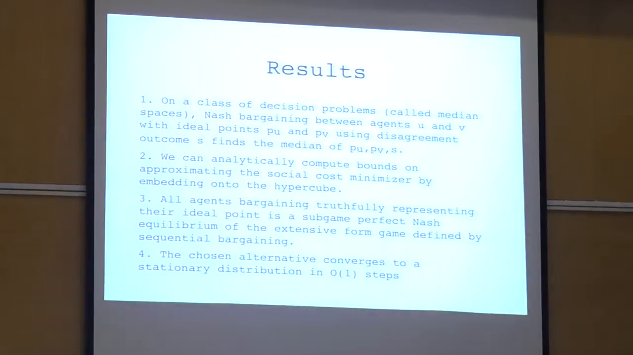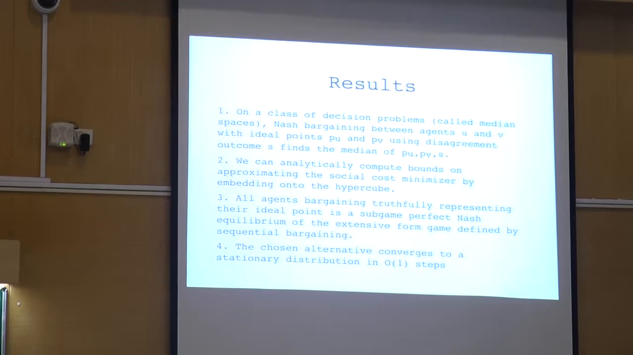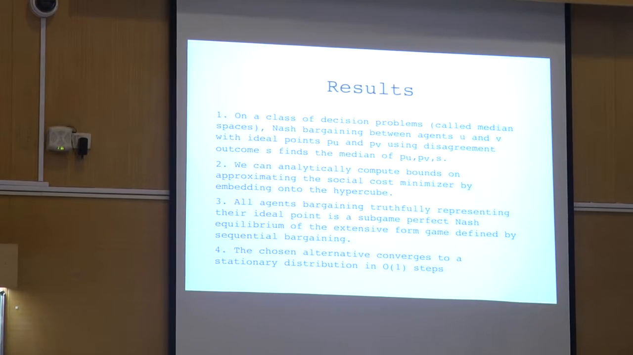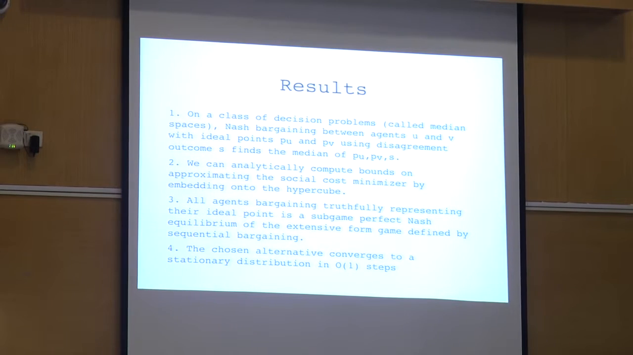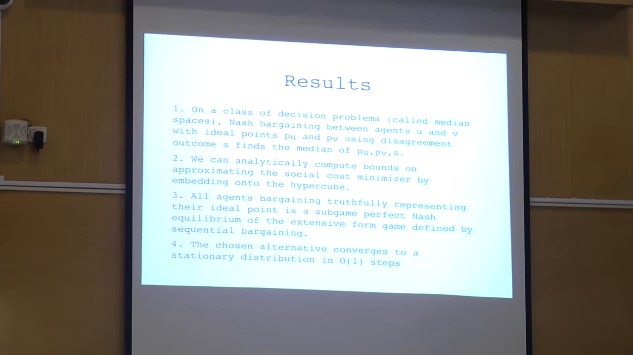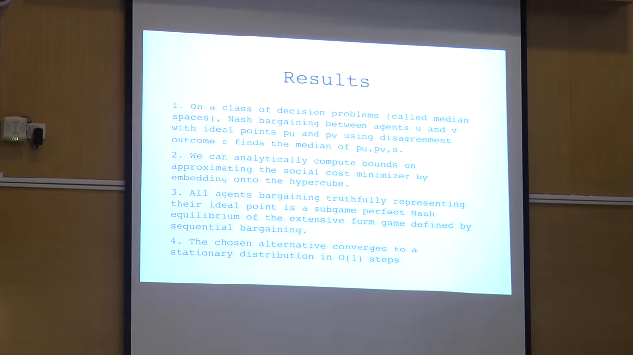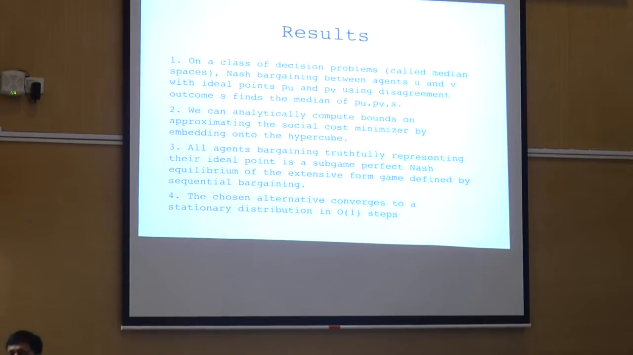The convergence result says that the chosen alternative, let's say we just have one alternative, converges to a stationary distribution in order of one steps. I mentioned that as you keep drawing ut and vt, this internal thing is going to converge to some kind of stationarity. You can imagine that it will take a long time, but no, it takes a constant number of steps for it to converge to stationarity. Okay?